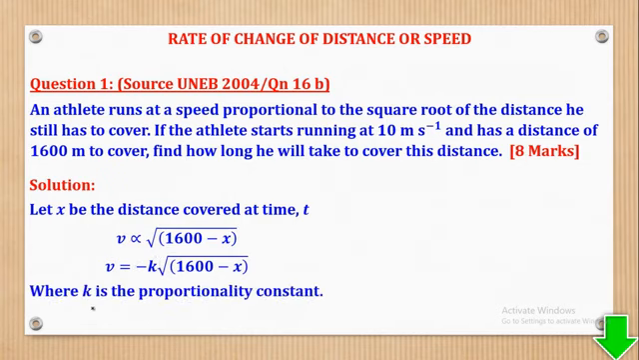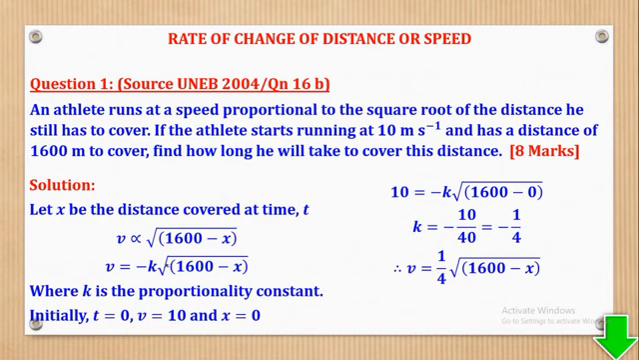So initially t is equal to 0, v is equal to 10, and x is equal to 0. So I'll substitute for v and for x to come up with the value of k as negative a quarter. Therefore now v is equal to a quarter, because this negative and this negative cancel to remain with a quarter. So a quarter square root of 1,600 minus x. But this v is the same as dx/dt, so dx/dt will be equal to that.